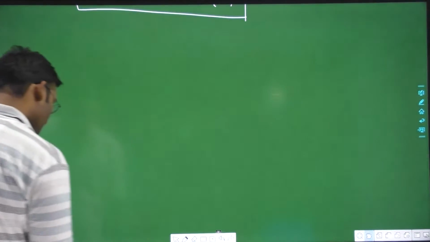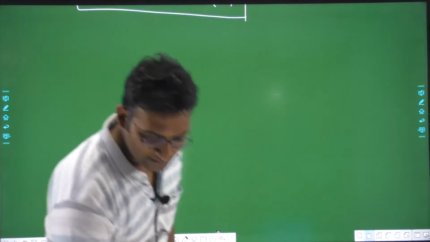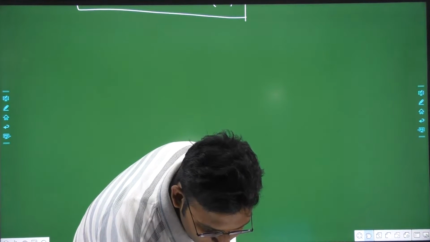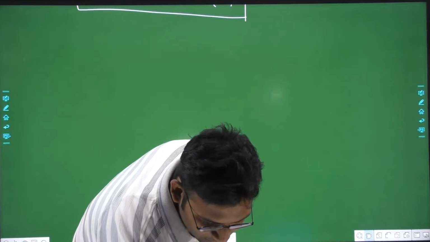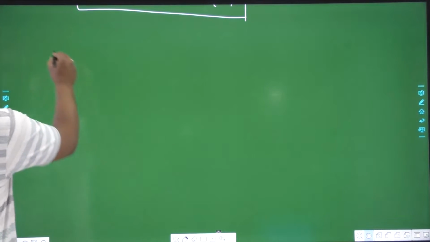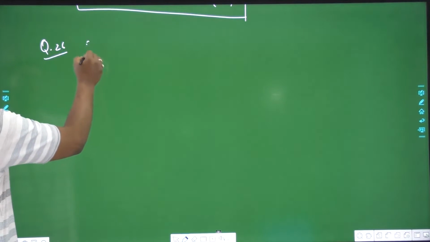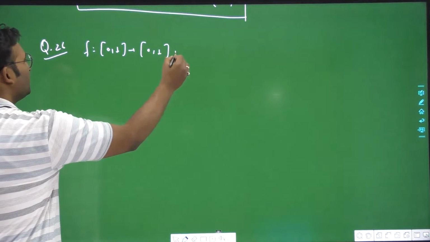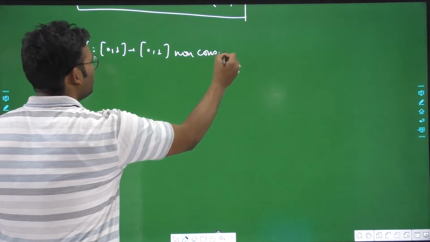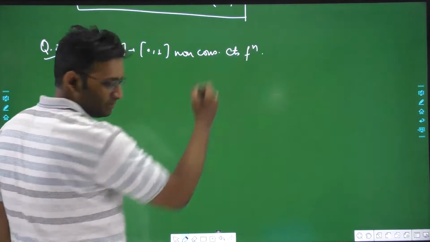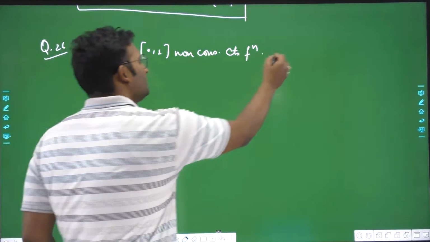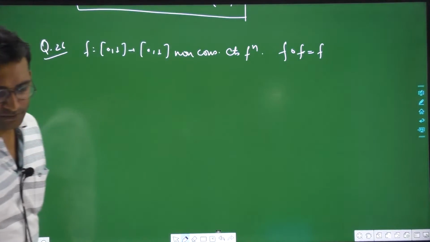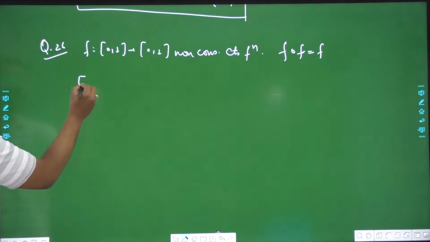That has been asked in the examination, and this is a really good question. This is question number 26. Given that f is defined from 0, 1 to 0, 1, be a non-constant continuous function. This is a non-constant continuous function such that f of f is given to be equal to f. So f of f is equal to f, and we are asked what you can say about E_f.